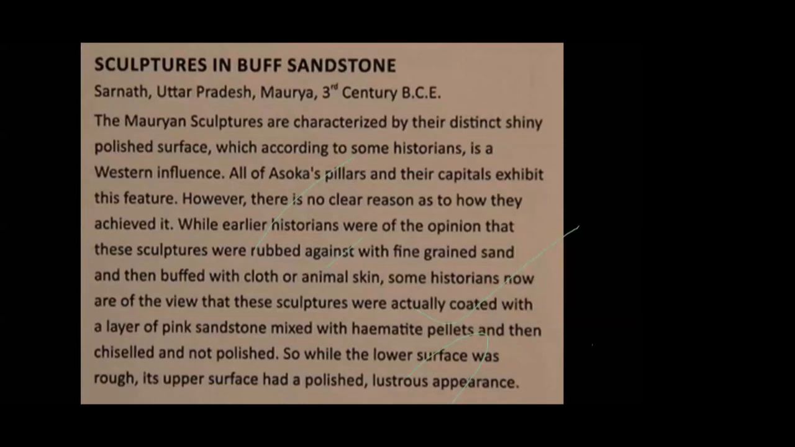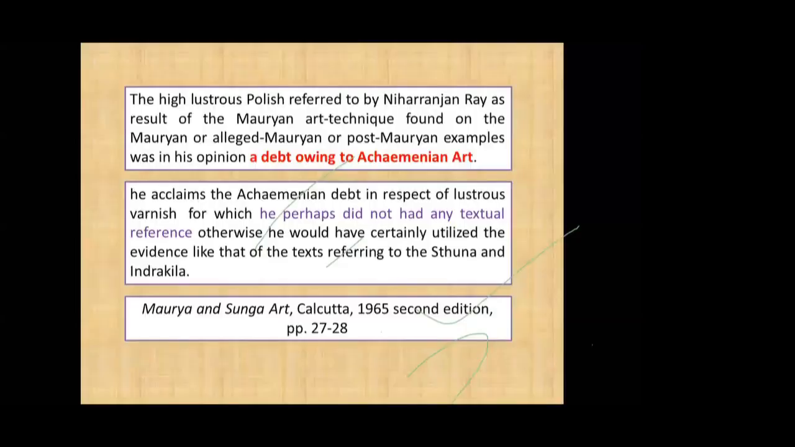Now, this is the example for that. This stone is put at Sarnath in Varanasi. And whosoever has written this in the present day also says the same thing, that it is said that the luster is a debt. So all these things should be corrected. We should follow the actual things, what it is, what it was. And there is nothing short of a debt owing to Achaemenians.